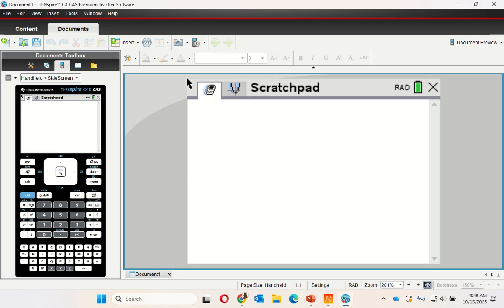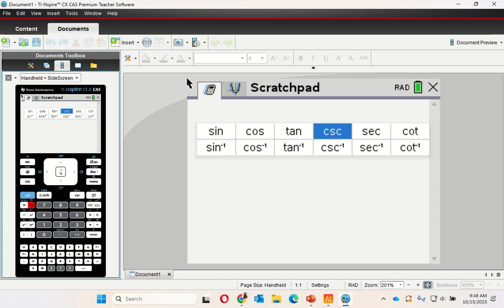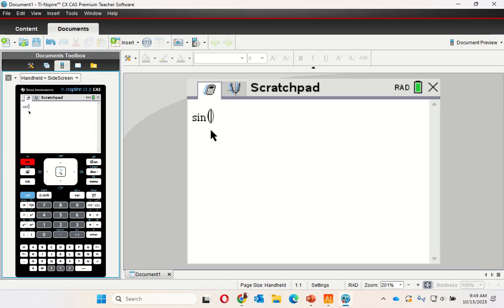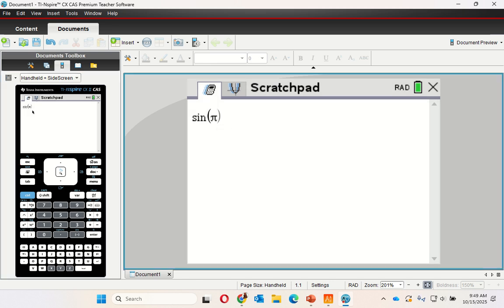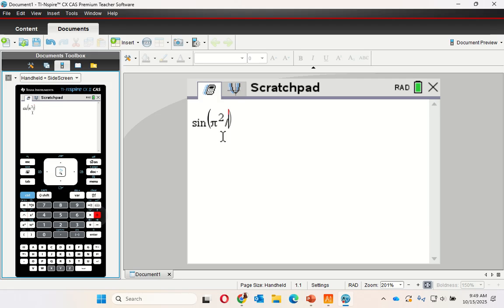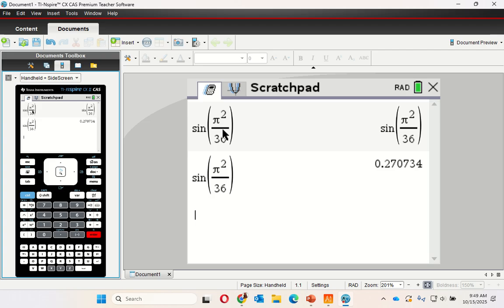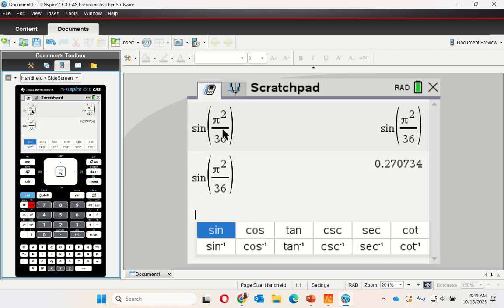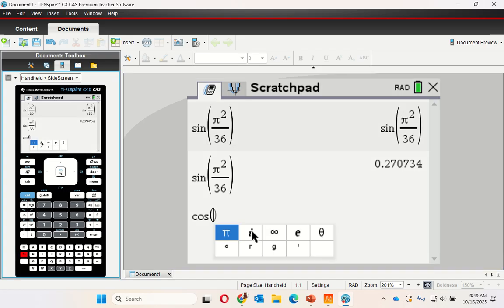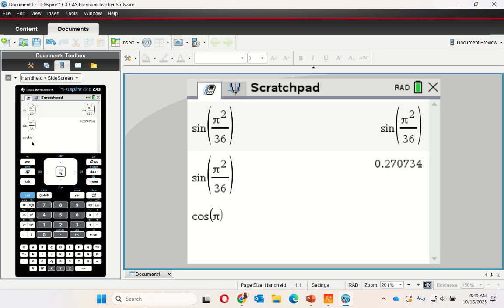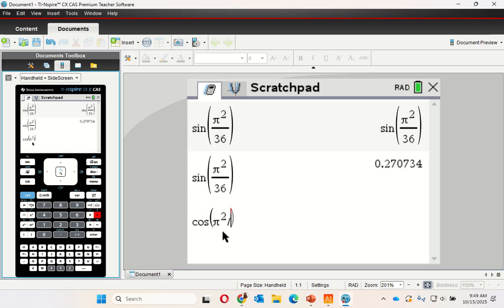Okay, so we're asking for the sine of pi squared over 36. It's in radians. Control Enter. And now I'm going to do cosine of pi squared over 36. Control Enter.